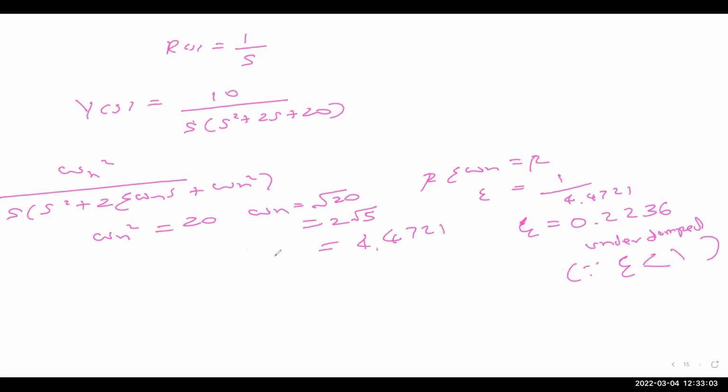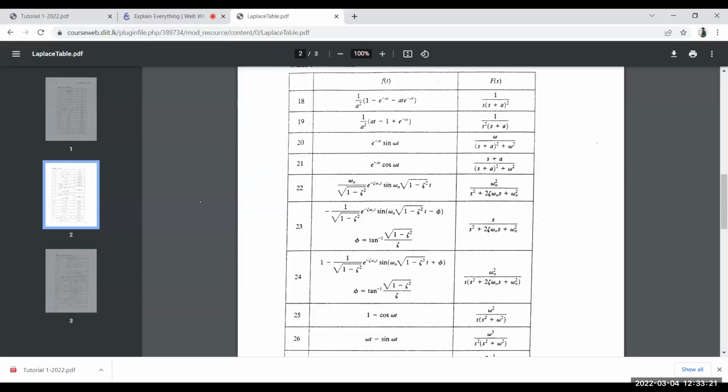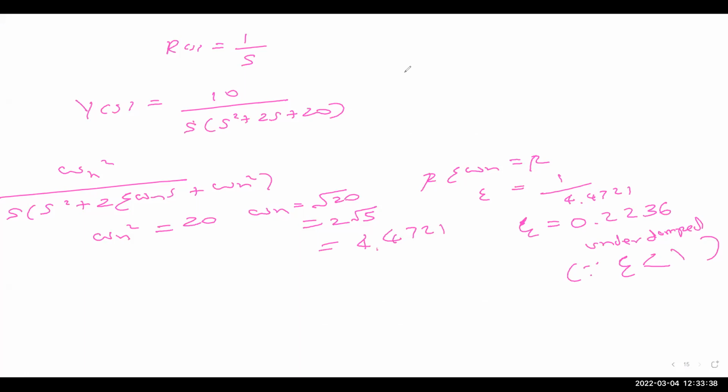But still, to substitute here, do we have all the parameters that we need to substitute? Let's go to the table. All right. Yeah, everything is there, but we'll have to find phi. So phi is tan inverse this, right? So we'll have to find phi.